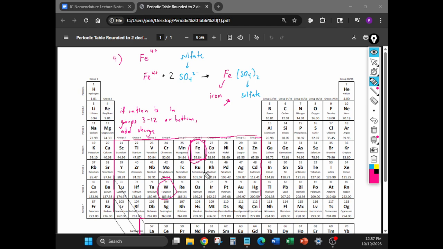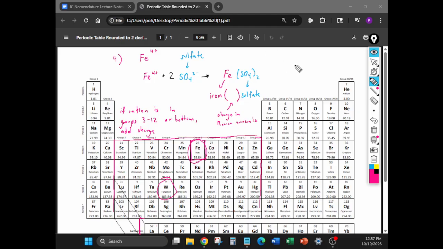So whether it's +1, +2, +3, so on and so forth, we just need to add that in between. Okay, and I'm going to show you guys how to do that. Okay, so just to repeat myself, if an element is in the middle, so groups 3 through 12, or at the very bottom, we have to add the charge in between the name. Okay, and there's a very specific format. The way that you need to add it is you're going to add parentheses in between, and you are going to add the charge, but it has to be in Roman numerals. Okay, I know it's really specific, but it's just the way that chemists do it.